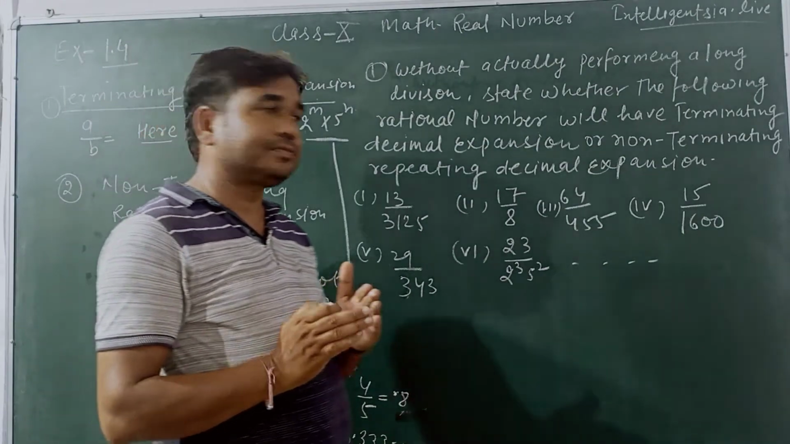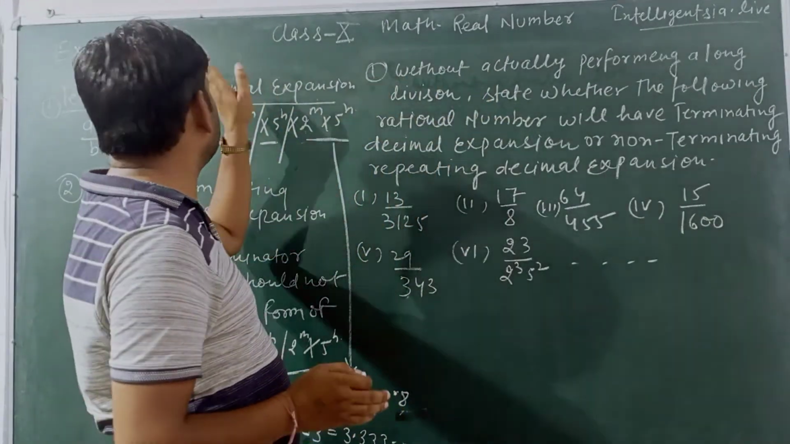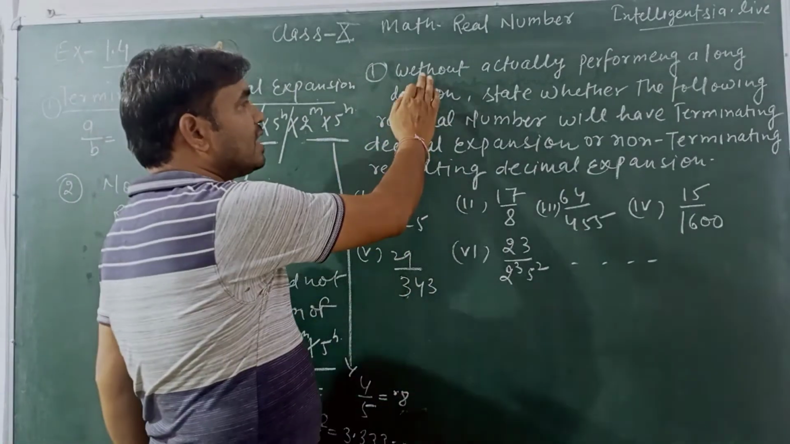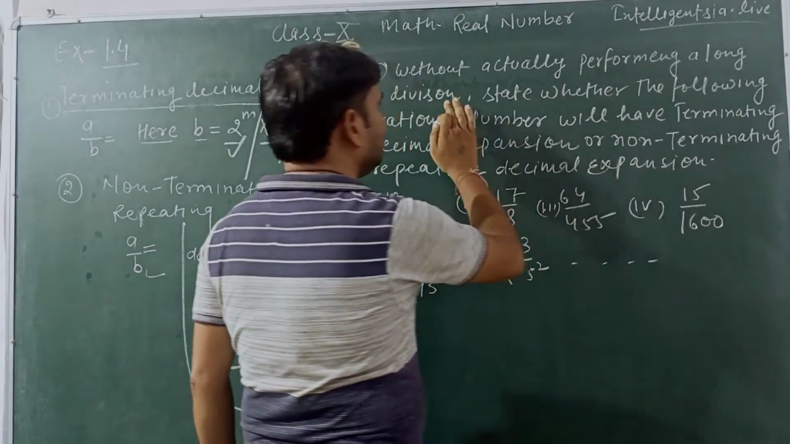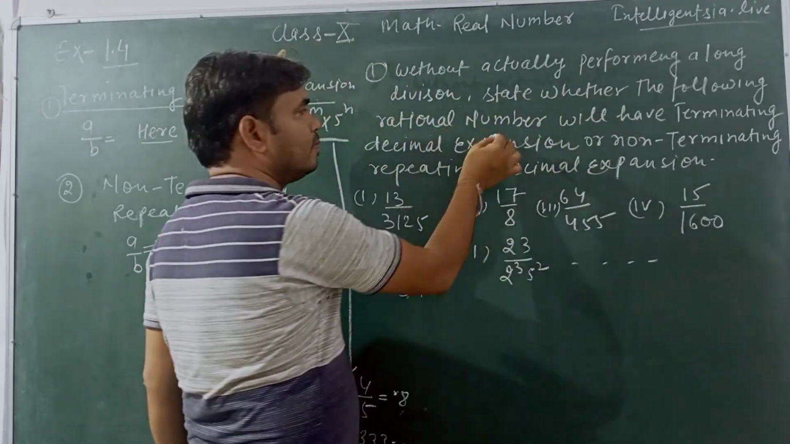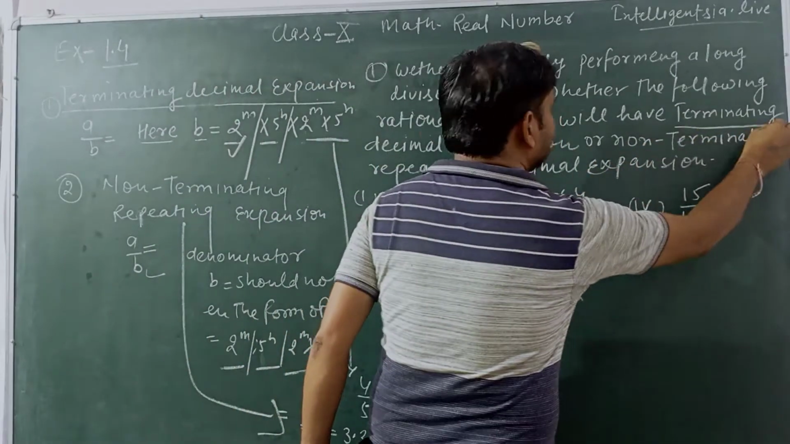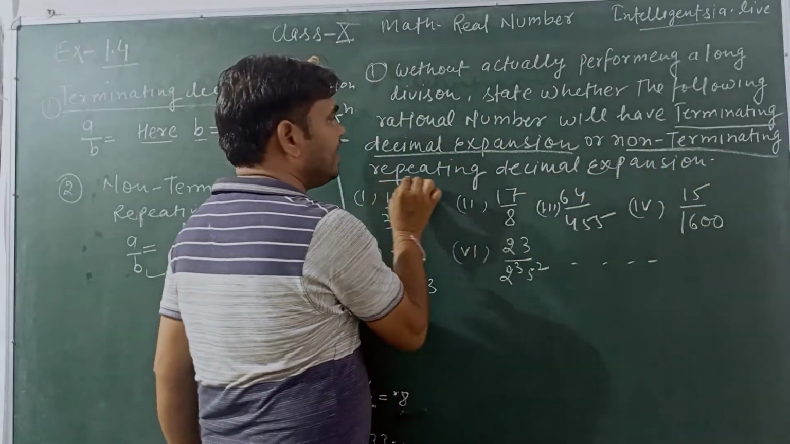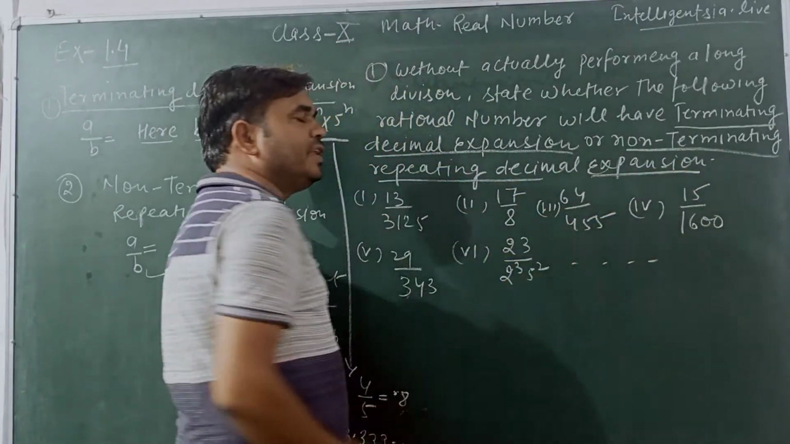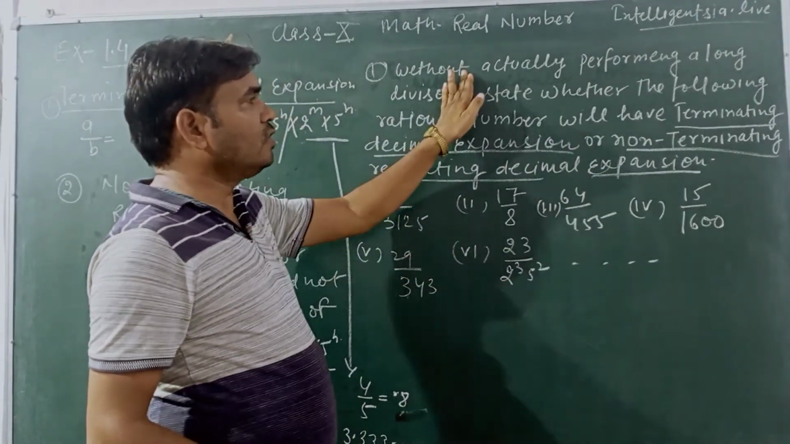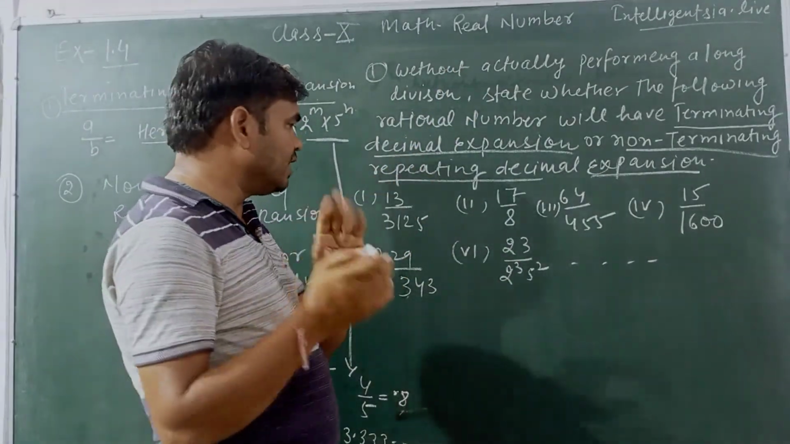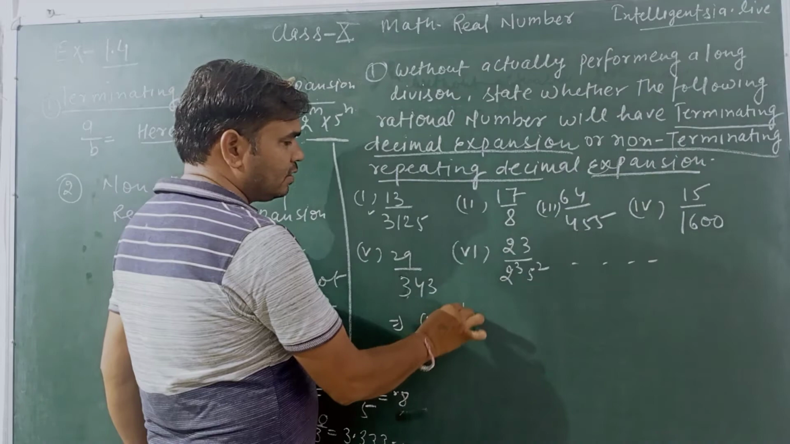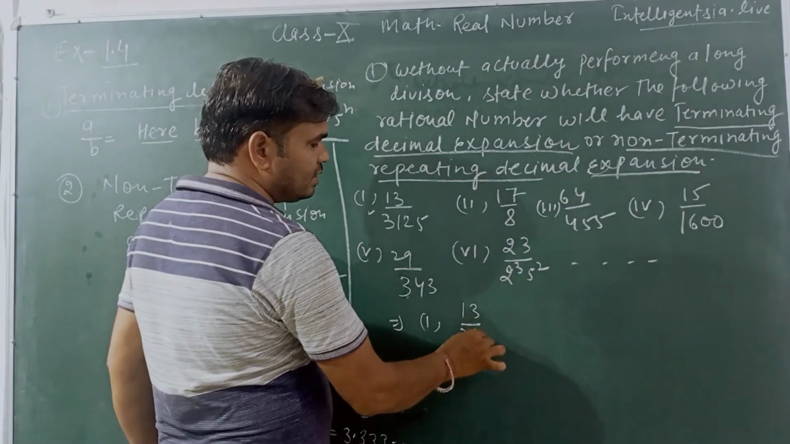So here students, in exercise 1.4, this is the first question. Without actually performing long division, state whether the following rational numbers will have terminating decimal expansion or non-terminating repeating decimal expansion. So we have to notify here without long division. The first question is 13 over 3125.